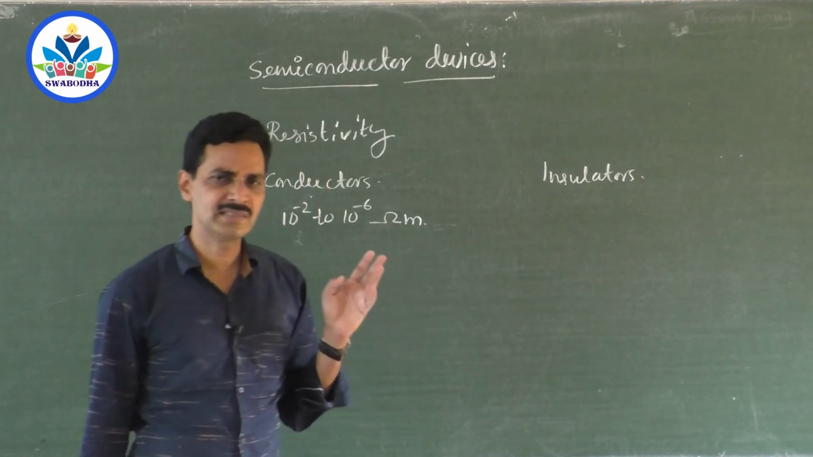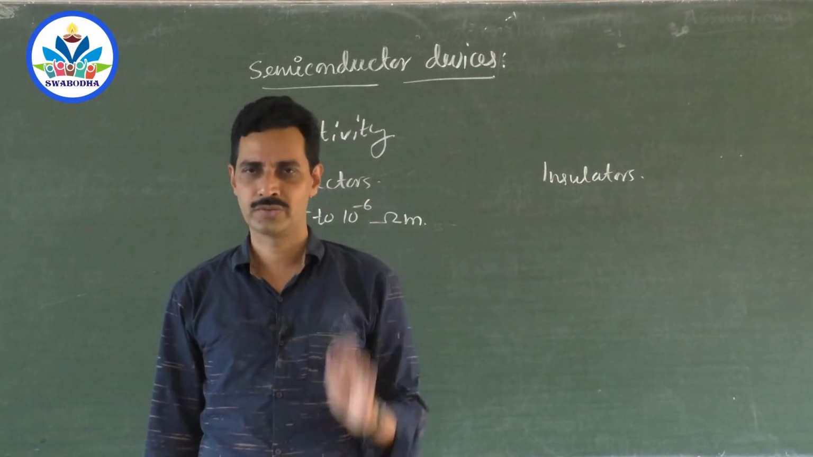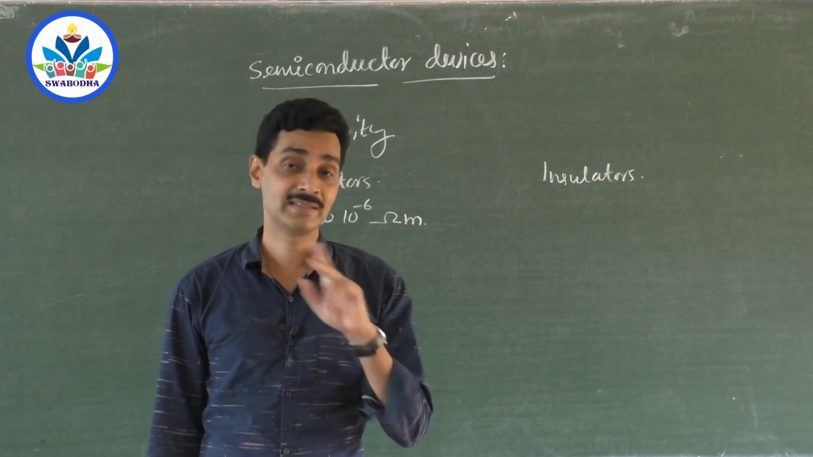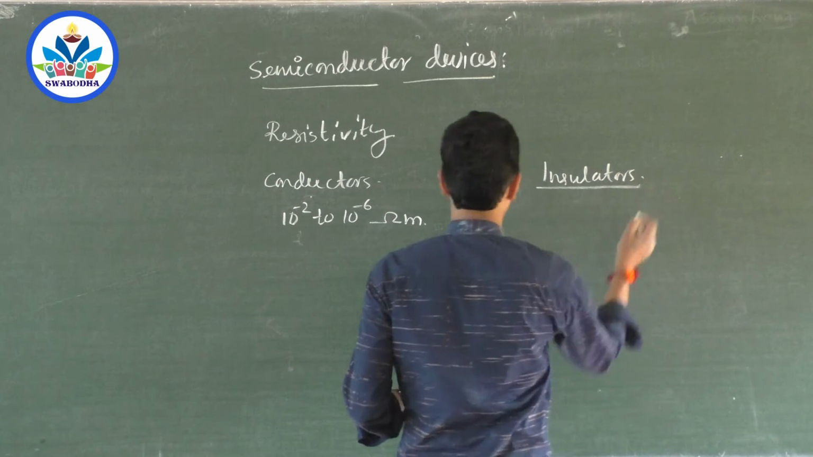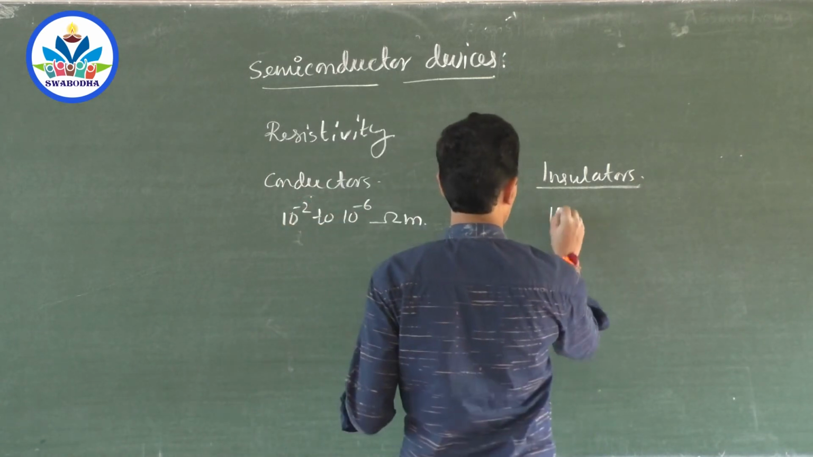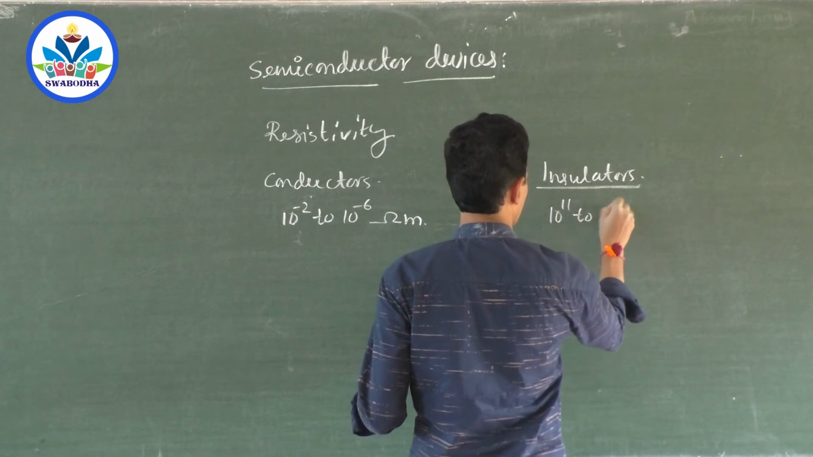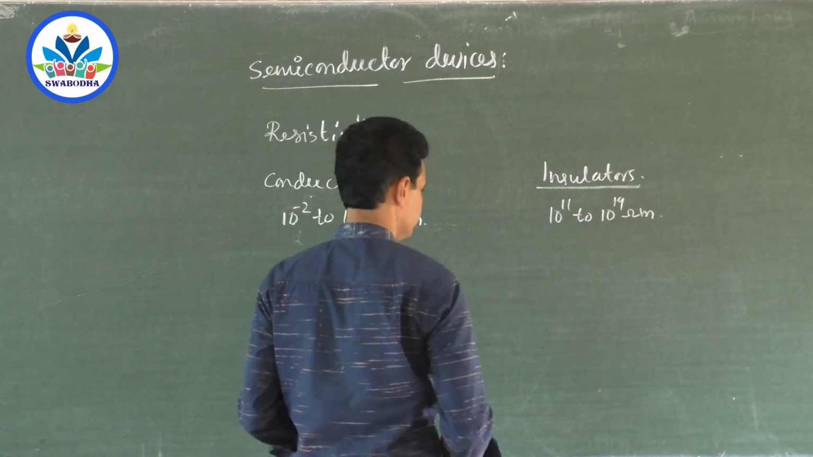They give high resistance to the flow of current. So if you connect a battery across a plastic rod, no current flows, because there are no free charge carriers inside. So insulators show very high resistivity, of the order of 10 to the power 11 to 10 to the power 19 ohm meter. Their resistance is very, very high.